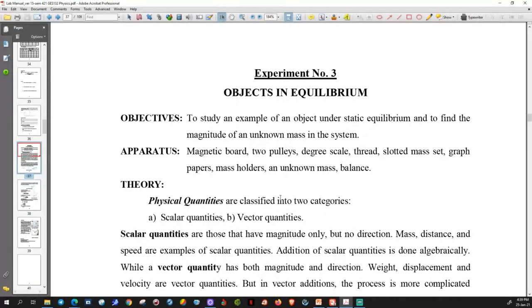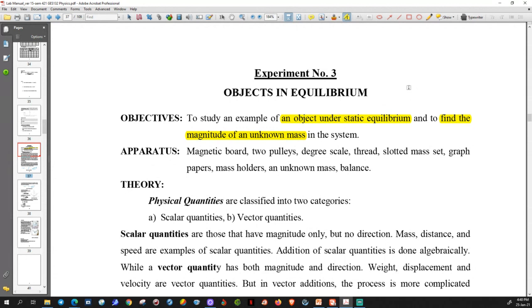Now, what we are going to study here is, number 1, an example of what we call an object under static equilibrium. Using the idea of objects in equilibrium, we are going to find the magnitude of an unknown mass in the given system, which is in equilibrium. There are 2 objectives to this experiment. The apparatus is given in the list, and you will see it in the video. Let's talk about the theory.